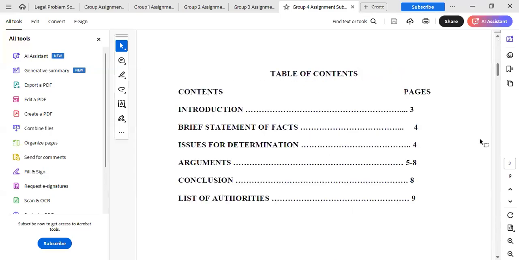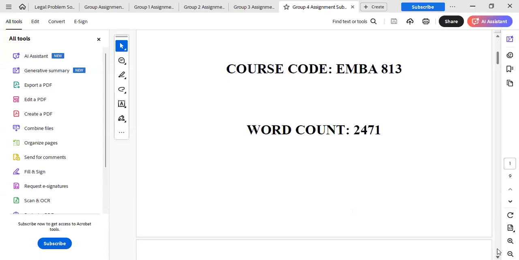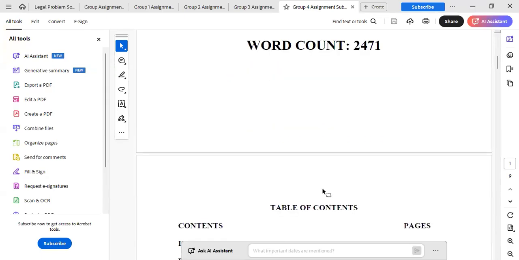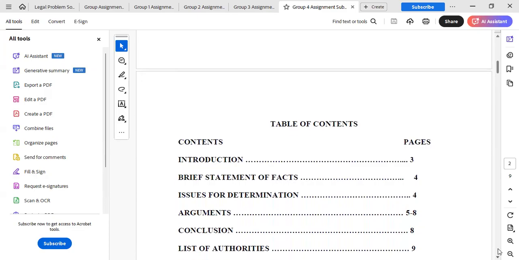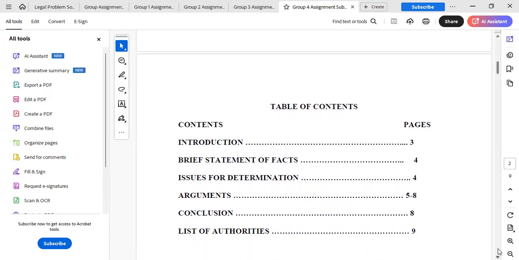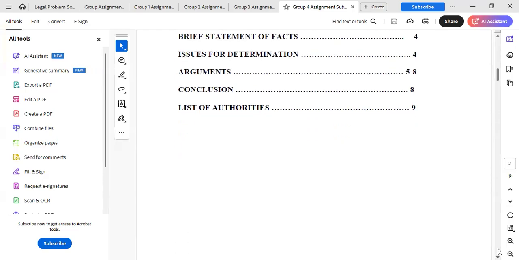So we looked at it, and you notice that they had to stay within the parameters of the word count. If the assignment gives you a word count, you have to ensure that you keep that in mind. So here we have the table of contents. You could see that this is usually the structure of what we see there. I gave an example of how you address it. You have the introduction, brief statement of facts, issues for determination, argument, conclusion, list of authorities.